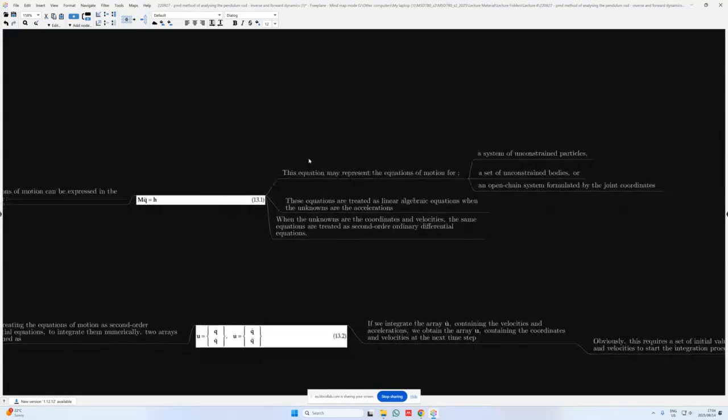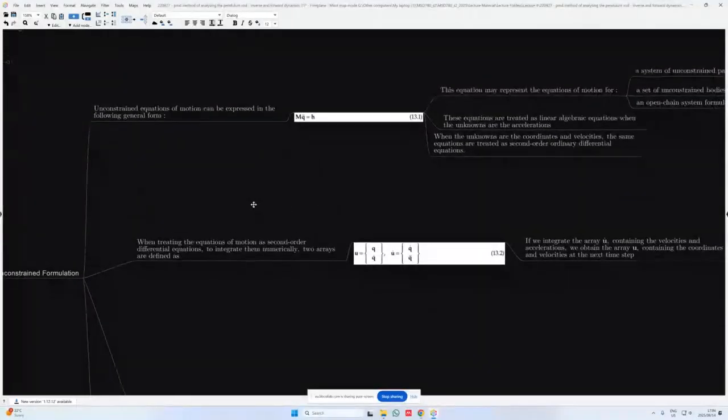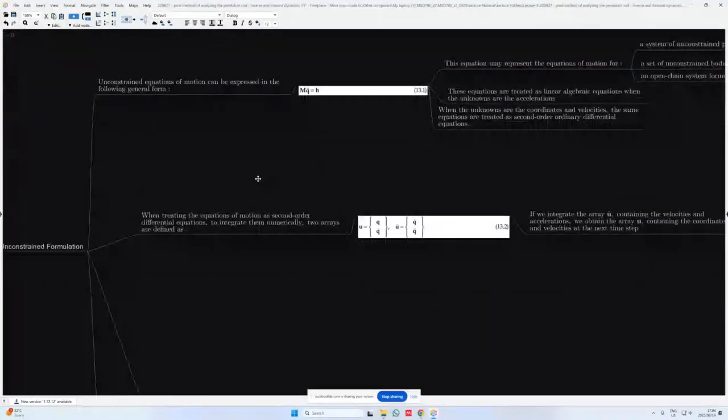These equations are treated as linear algebraic equations when the unknowns are the accelerations, and when the unknowns are the coordinates and the velocities, the same equations are treated as second-order ordinary differential equations. And on that note, we can then look at how we treat the equations of motion as second-order equations and how we integrate these equations numerically.